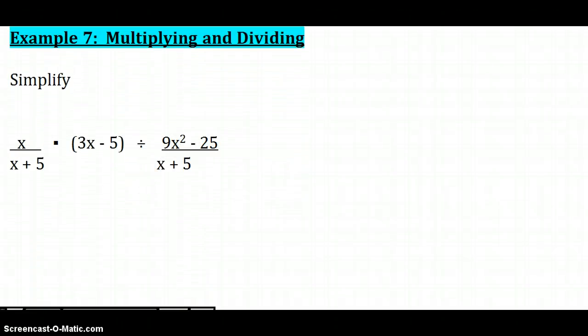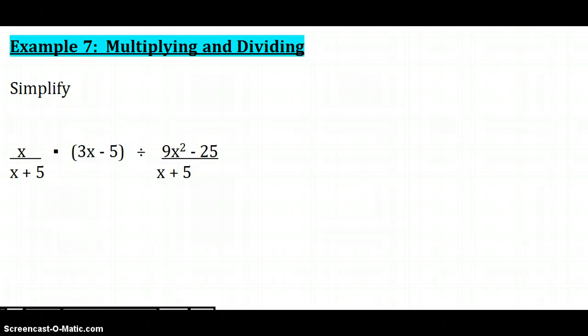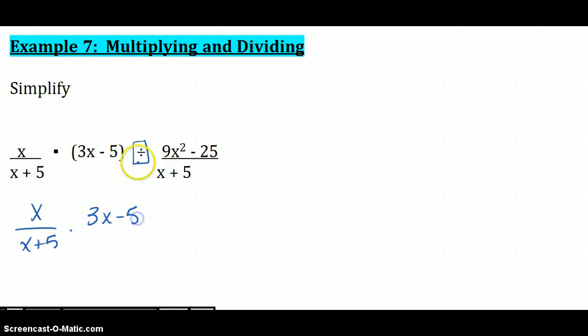The last example we're going to do has multiplying and dividing together. The first thing you want to do is, if you see a division sign, the same thing as dividing is multiplying by the reciprocal. So let's rewrite this using the reciprocal. So we have x over x plus 5 times 3x minus 5. Change this to multiplication and flip your fraction.